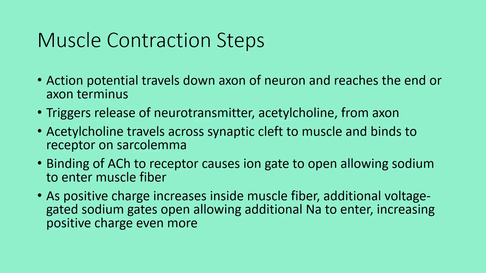So it's moving towards the muscle. Now on the muscle, on the sarcolemma, on the plasma membrane, are receptors that are very specific that will bind acetylcholine. So the acetylcholine travels across the synaptic cleft and it's going to bind to the receptors. When the acetylcholine binds to the receptor that's on the muscle, it causes an ion gate to open. And this ion gate is very specific for sodium.